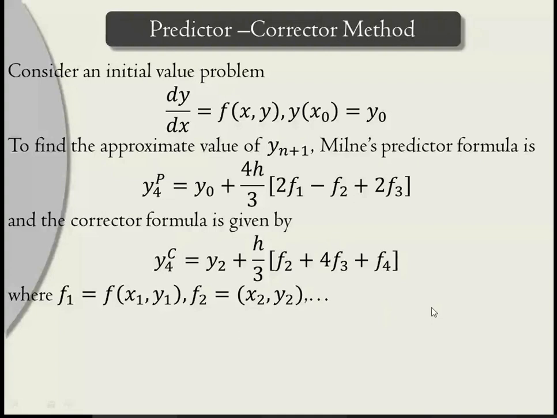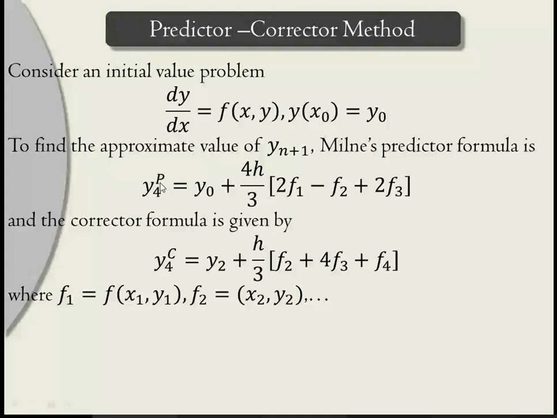So for using this method, what do we need? We need these 4 points: x0, y0, x1, y1, x2, y2, x3, y3. By using those values, we can find f1, f2, f3. Use those f1, f2, f3 to calculate the predicted value of y4. Use this predicted value to calculate the corrected value. If the predicted value and corrected value match, then we stop.